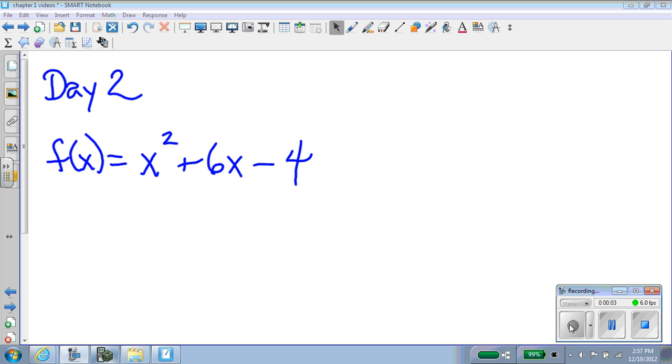Day 2 of analysis of functions. Today we're going to look at how our calculator can be very helpful for analyzing functions, particularly if the numbers are messy or it's a graph whose look we don't know. So I'm going to start with x squared plus 6x minus 4, which we know is a parabola, but the specifics of it may not be quite clear.